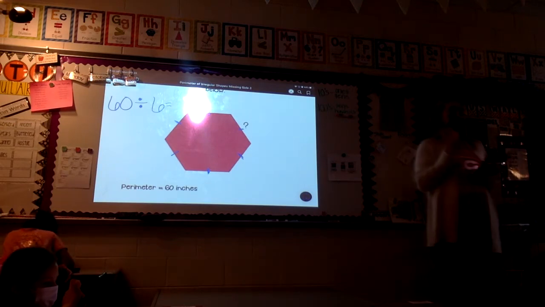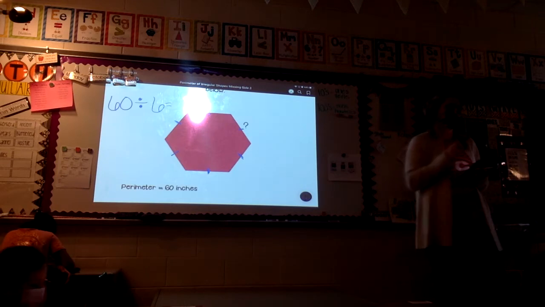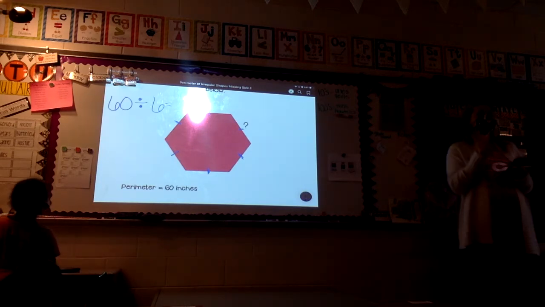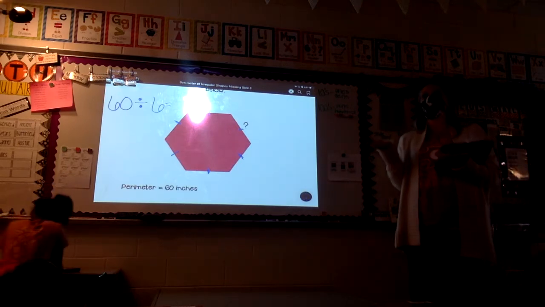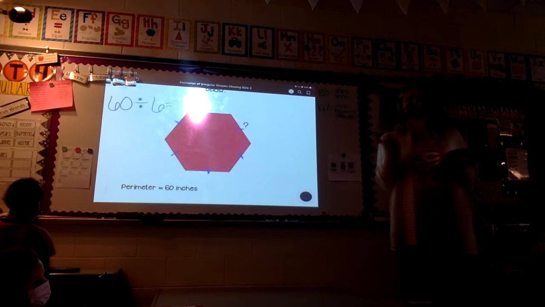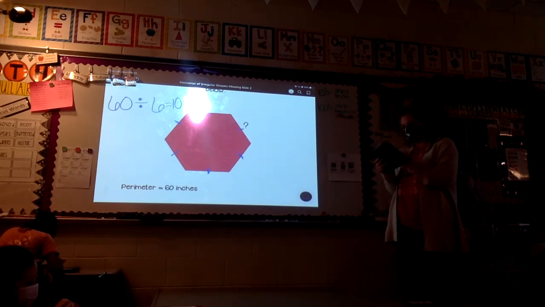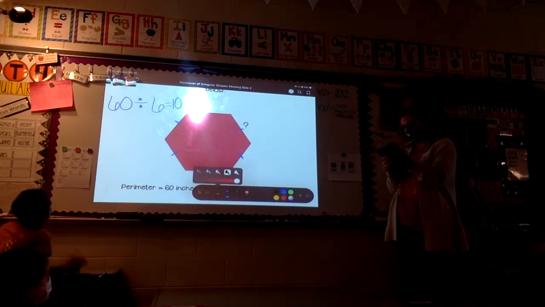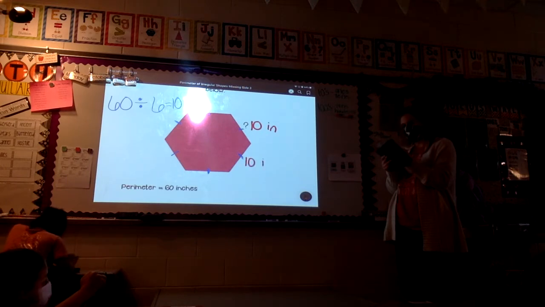All right, so if we do not like division problems, how can we turn this into a multiplication problem? 6 times something equals 60. So what would give us 60 if we multiply by 6? 10. So our missing number is 10. So that means that all of the sides are going to be 10 inches. So we have 10 inches, 10 inches, 10 inches.